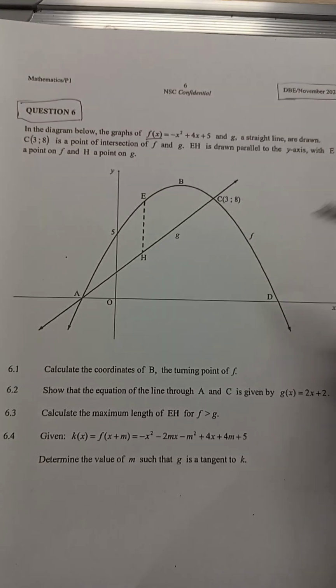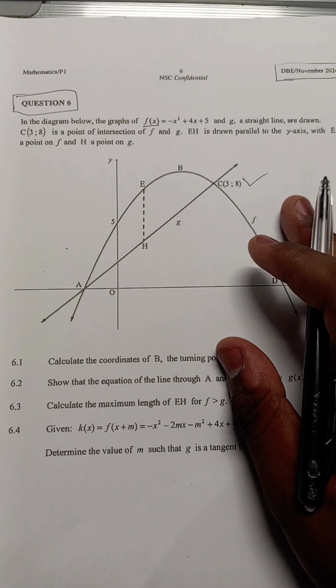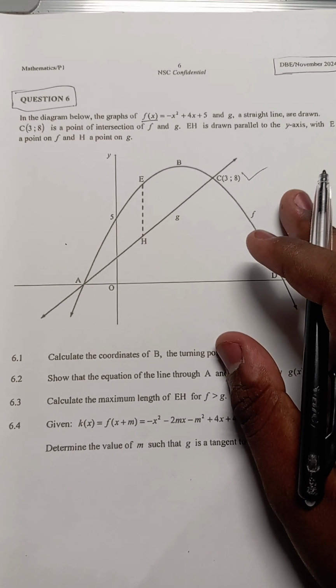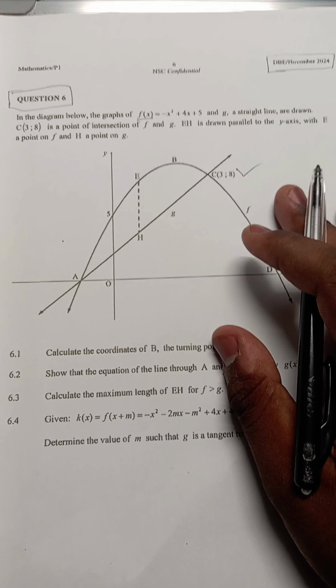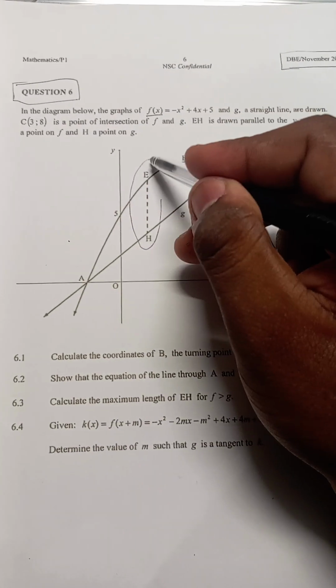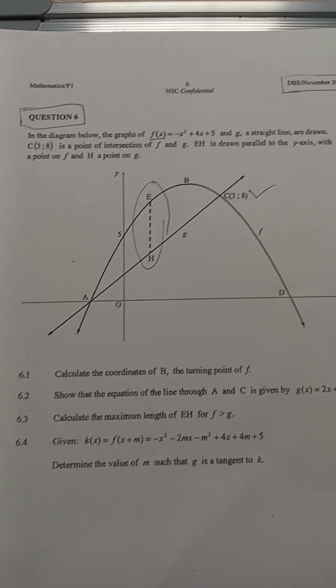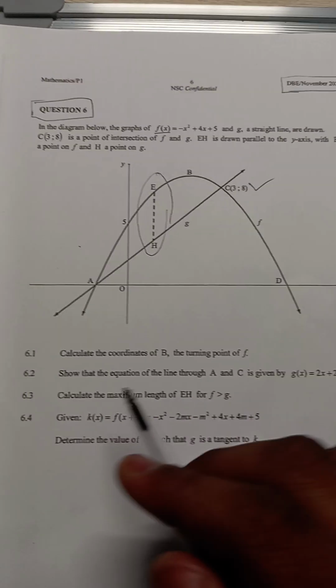Then I have a point C, which is a point of intersection between F and G. EH is drawn parallel to the y-axis. This is the EH that is drawn parallel to the what? To the y-axis, with E, the point, and so on. So now this is what I have.